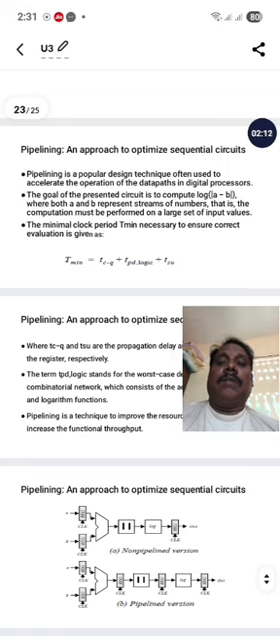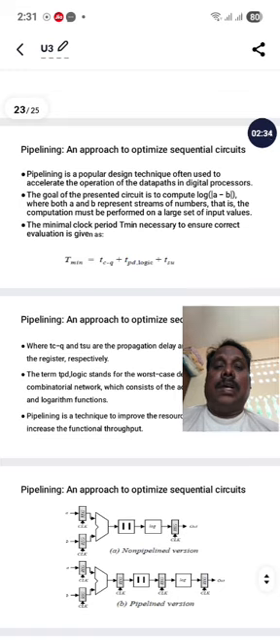Let us have a deeper explanation: pipelining, an approach to optimize sequential circuits. Pipelining is a popular design technique often used to accelerate the operation of data paths in digital processors. The goal of the presented circuit is to compute log |A minus B|. Some kinds of calculations can be solved with pipelining.